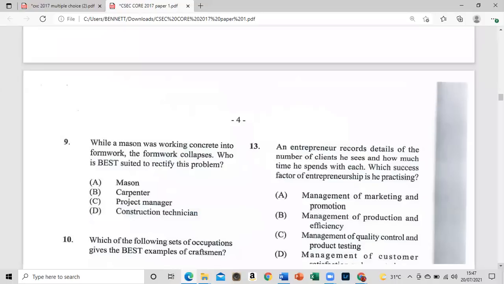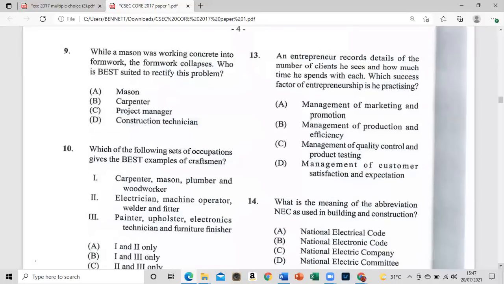Let's go to 9 now. While a mason was working a concrete with a formwork, the formwork collapsed. Who is best suited to specify this problem? So who deals with the farm? Think about it, guys. Not F-A-R-M, you know, but deal with chicken and them things.